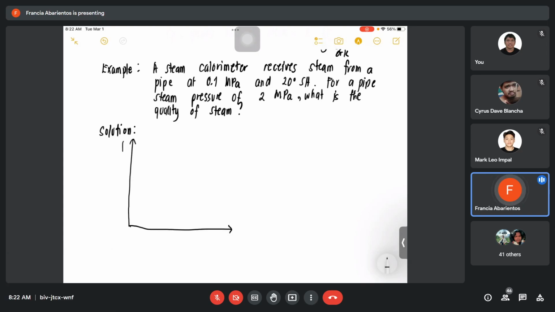We have the TS. Since in the problem the degree of superheat is given and the quality is what we need to find, we already know what to sketch. It is stated in the problem, so we have the TS and the molar chart, the HS.